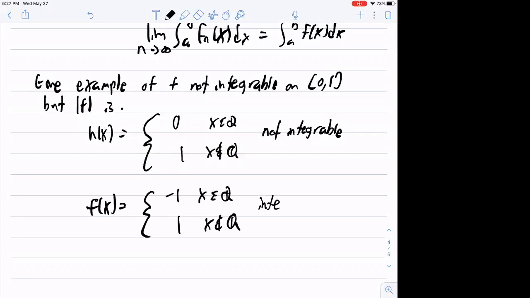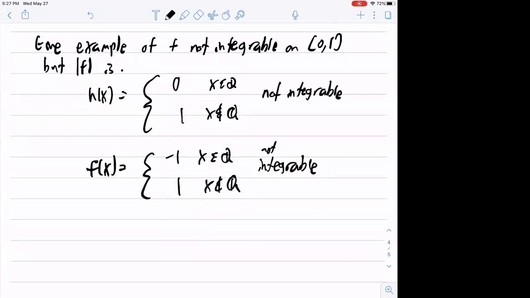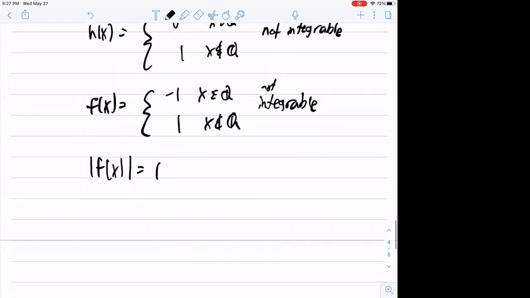And this is not integrable, right? Can anyone tell me why? So let's go over that later. But absolute value of f of x. So let me just write of x. This is just the one. This is just the function 1, right? And I mean, you could show constant functions are integrable. So why is this one not integrable?